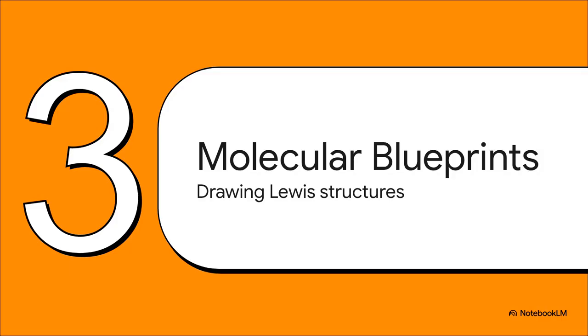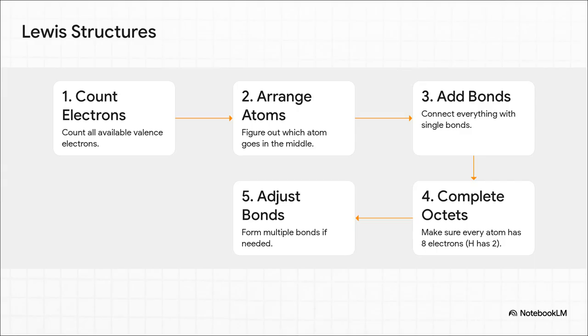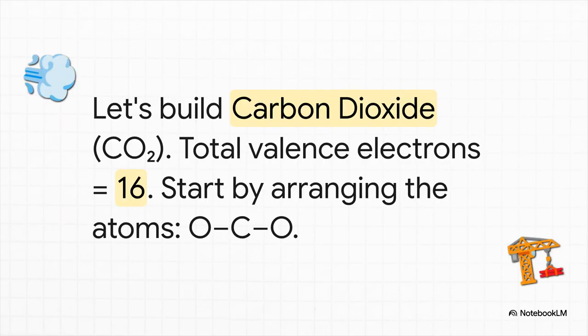All right, so we know how atoms connect. Now we get to play architect and learn how to actually draw the blueprints for these molecules. They're called Lewis structures. It sounds complicated, but trust me, it's just a 5-step process. First, count up all the valence electrons you have to play with. Second, figure out how to arrange the atoms. Third, connect everything with single bonds. Fourth, you hand out the rest of the electrons until every atom has a full set of 8. That's the octet. And finally, if you run out of electrons before everyone's happy, you start making double or triple bonds. Let's put this into practice.